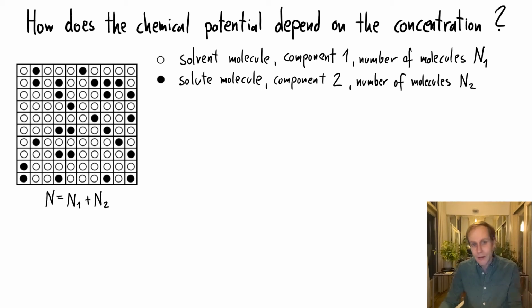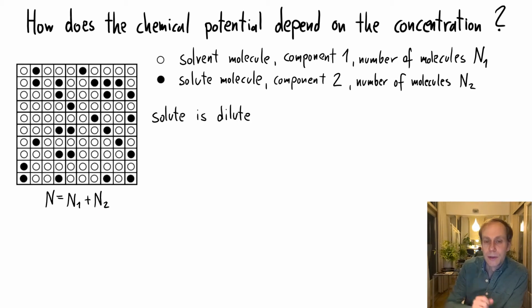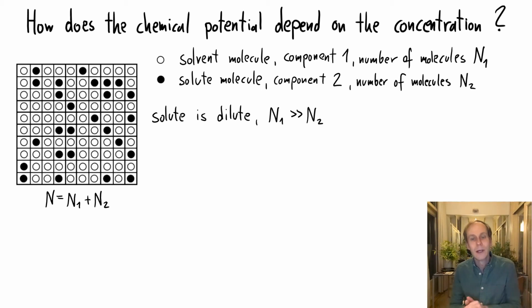So the total number of molecules in this grid is simply the sum of the solvent plus the solute molecules, as simple as that. The solute molecules are dilute. That means there's an excess of solvent. Simply, that means the solvent molecule number is much larger than the solute molecule number.